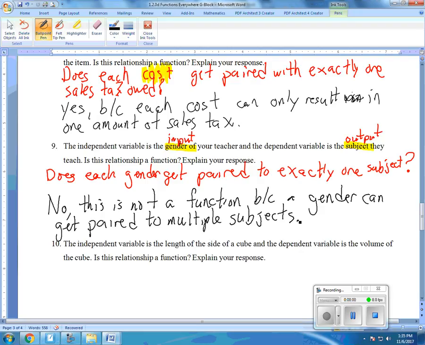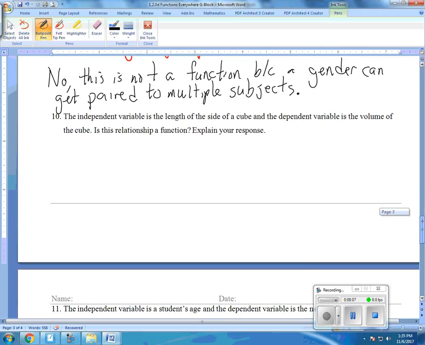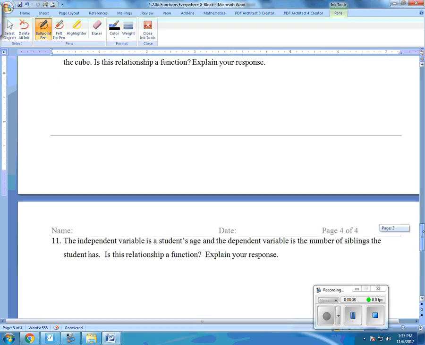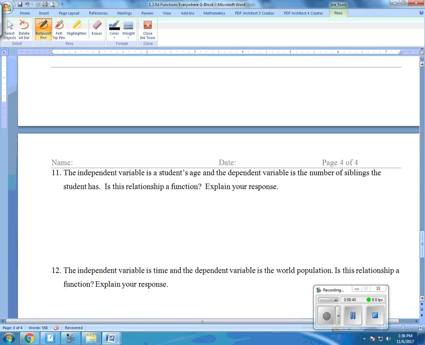I did 7, 8, and 9. That would leave 10, 11, and 12. And so maybe what we should do here is I'm going to put 10 right there. Pause. Maybe you should pause the video at this point. Identify the input. Identify the output. You should ask yourself the question, does each input get paired with one output? Replace the words input and output for the specific words of the problem, and go from there. And maybe try answering 10 and 11 and 12 on your own. You can pause the video so you can read them, answer it on your own, come back after you finish them, unpause the video, and check the answers.